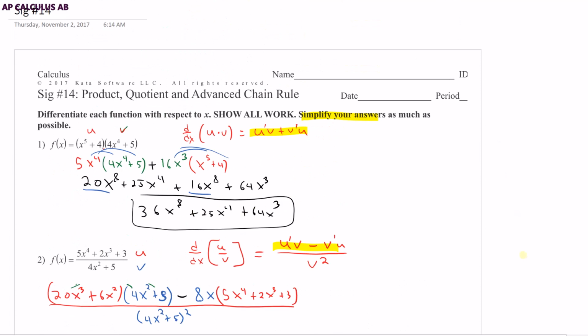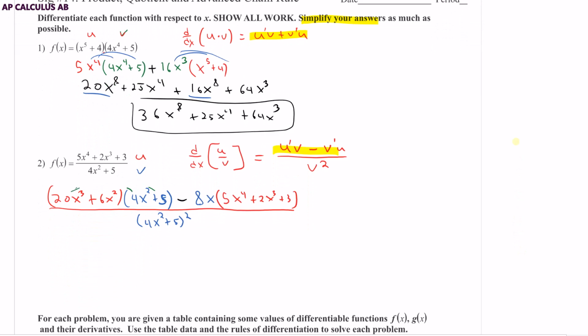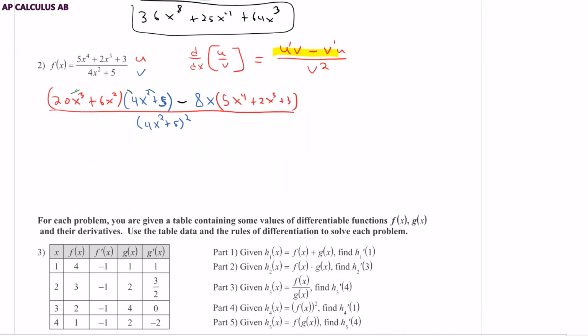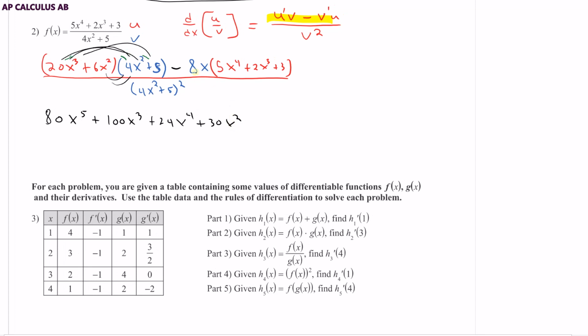I don't know if that's worth our time to do. So I might change the wording on this question, at least for this product rule one, where we don't simplify it. You know what? It's not that bad. Let's just do it. 20x times this is going to give us 80x to the 5th plus 100x to the 3rd, right? We're just distributing that in, and then we're going to distribute this in. That's going to give us plus 24x to the 4th plus 30x squared. And then, before we combine like terms there, let's go ahead and distribute this guy too.